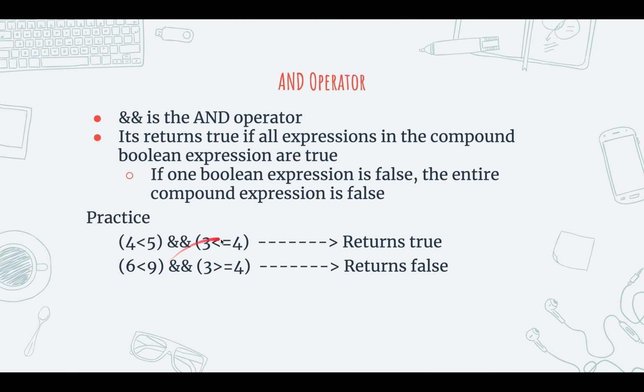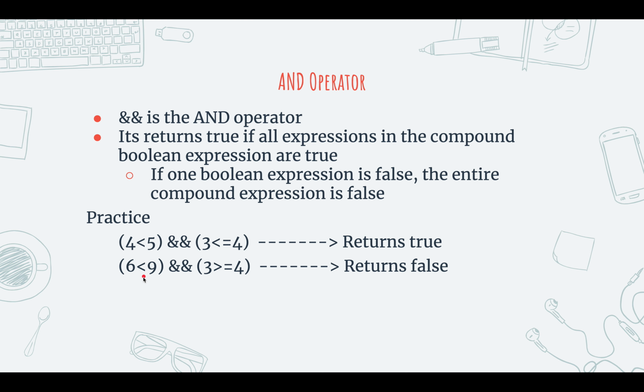So let's look at our compound Boolean expression. By compound, we see two Boolean expressions, and we have our logical operator over here. 4 is less than 5, so this side will be true. 3 is less than or equal to 4, so that is true. Both sides are true, and the entire thing is then returned true because all the expressions in our compound Boolean expression are true.